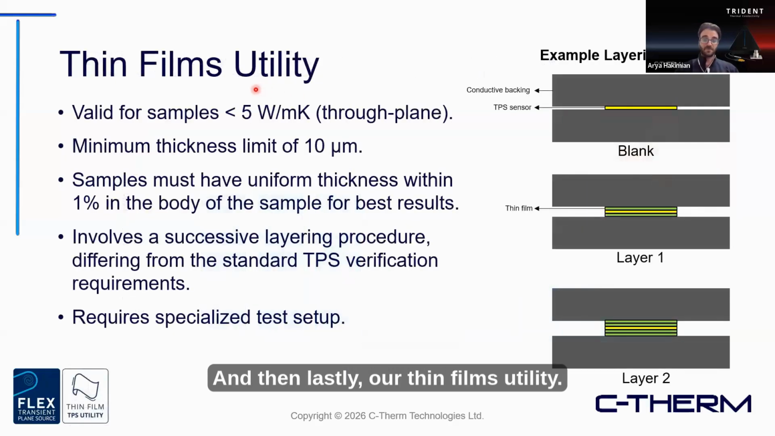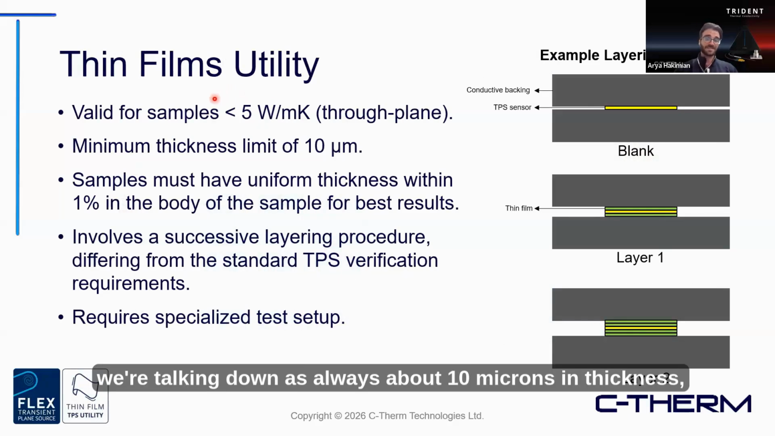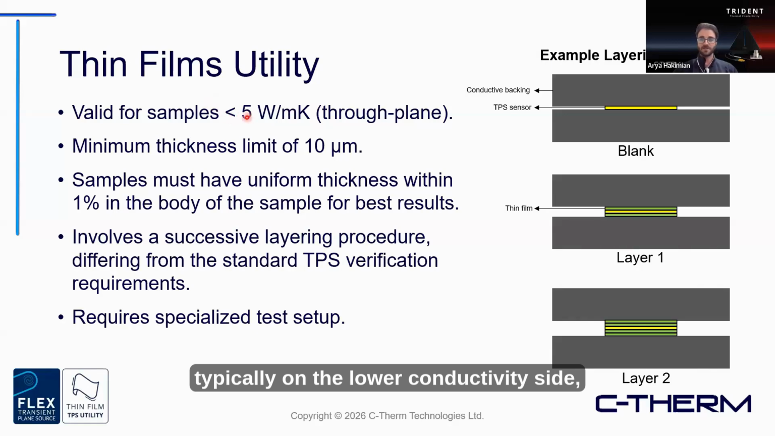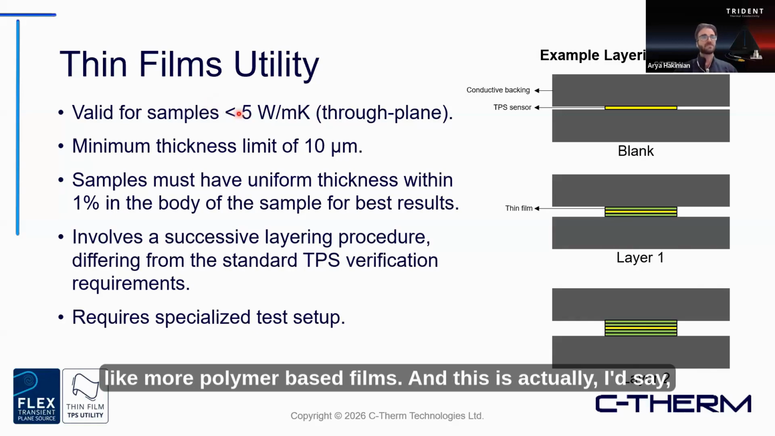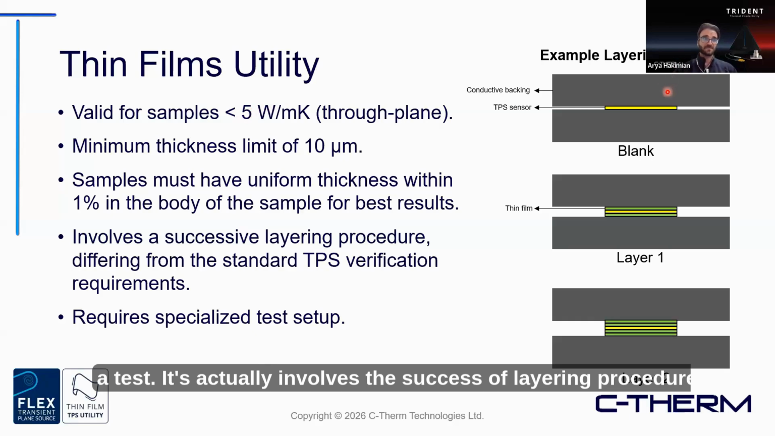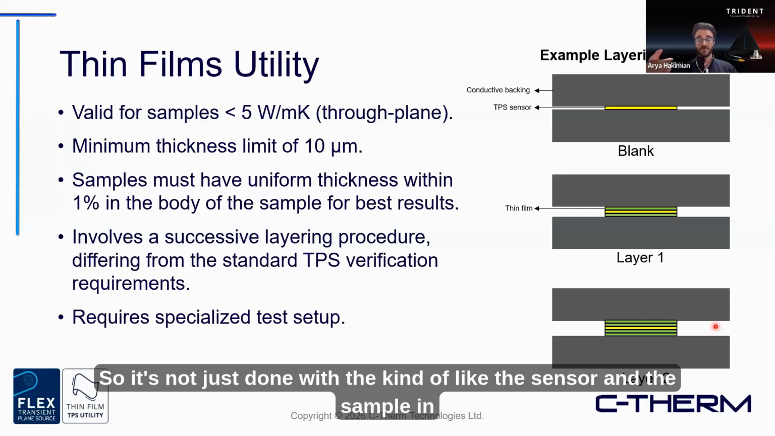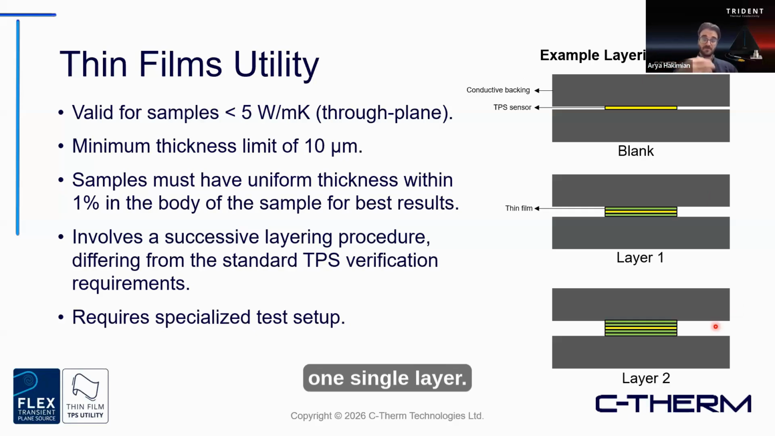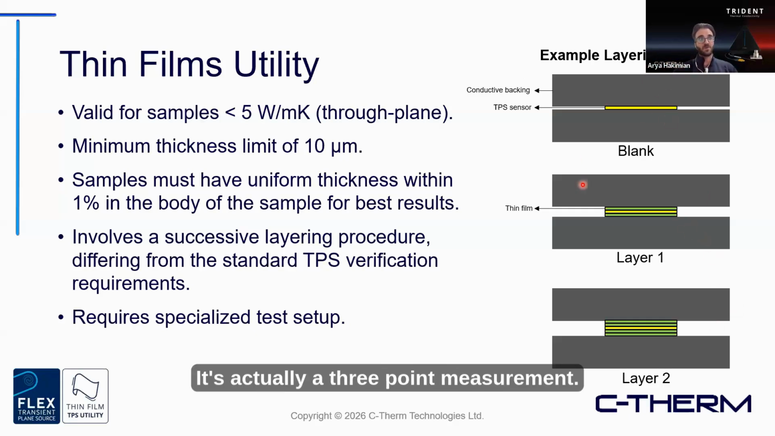And then lastly, our thin films utility. Here we're talking down as low as about 10 microns in thickness, typically on the lower conductivity side, like more polymer-based films. And this is actually the most different in terms of how you set up a measurement and run a test. It involves a successive layering procedure. So it's not just done with the sensor and the sample in one single run. It's actually a 3-point measurement.